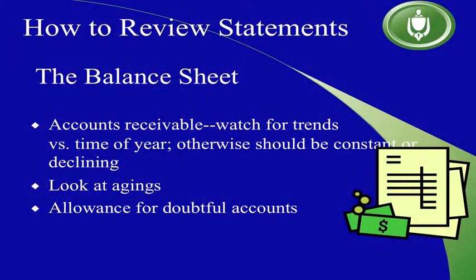If the association has quarterly billings, then you'll see spikes in January, April, July, and October when the quarterly assessments are done, and then in the following 2 months, the receivable balances should come down significantly. CMA provides an accounts receivable aging, and you should review that.